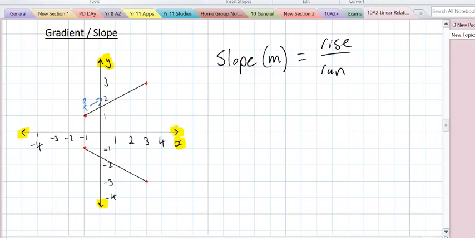So, in our case, at the top here, he climbs 2 squares from his starting line here, meaning his rise is 2, and the run is 1, 2, 3, 4. So that's 2 over 4, which simplifies to a half. So the slope between these 2 points, the slope of that line there, is a half.